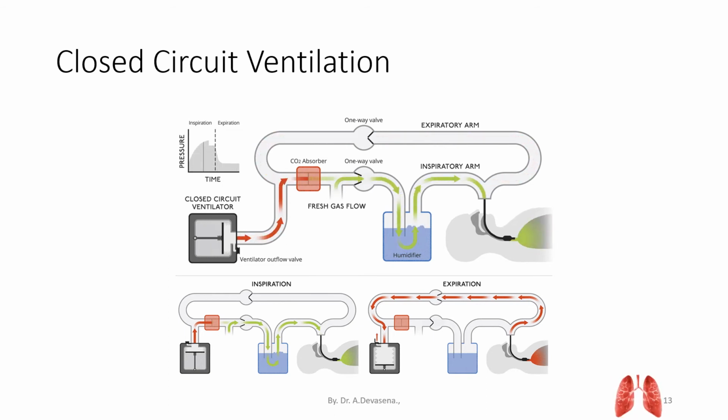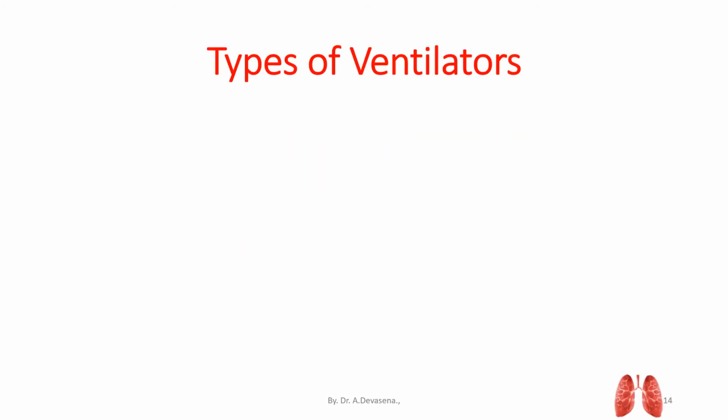This fresh air reaches the patient, and the expiratory gas is released from the patient through the expiratory arm, and this expiratory gas once again reaches the closed circuit ventilator for the next recycle process. This process goes on continuously. This is represented here. Types of ventilators.